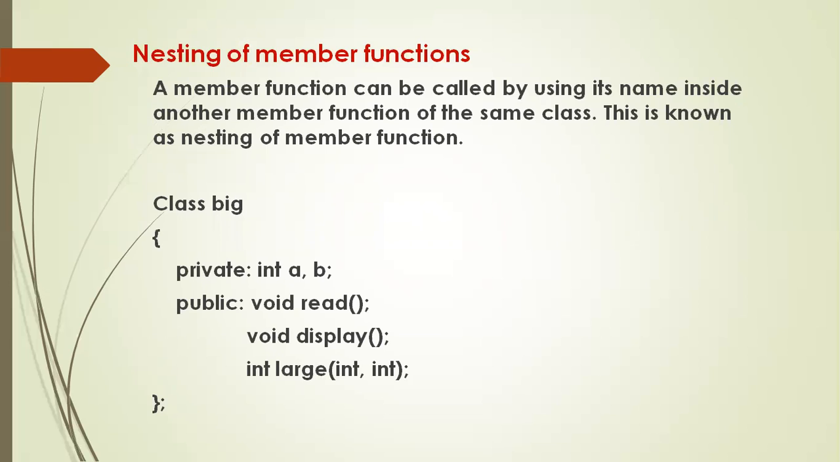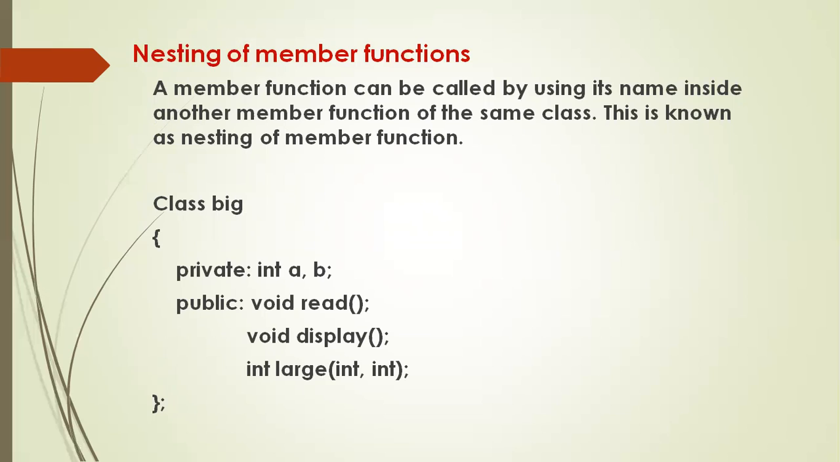Class Big has two data members A and B of integer type, and it has three member functions: read, display, and large. Read function: no argument, no return value. Display function: no argument, no return value. Large function: two arguments of integer type, and the return type is also integer type. So this class has two data members A and B and three member functions read, display, and large. All the data members are non-static.